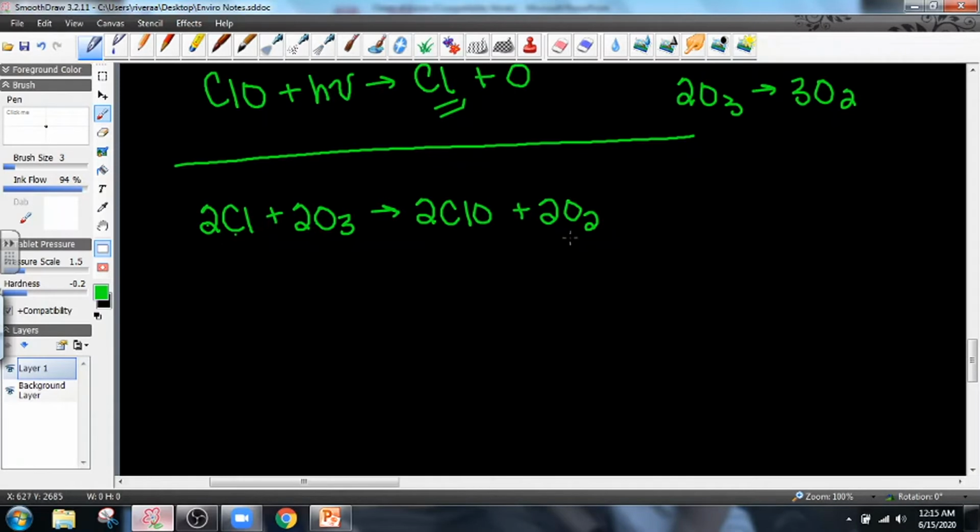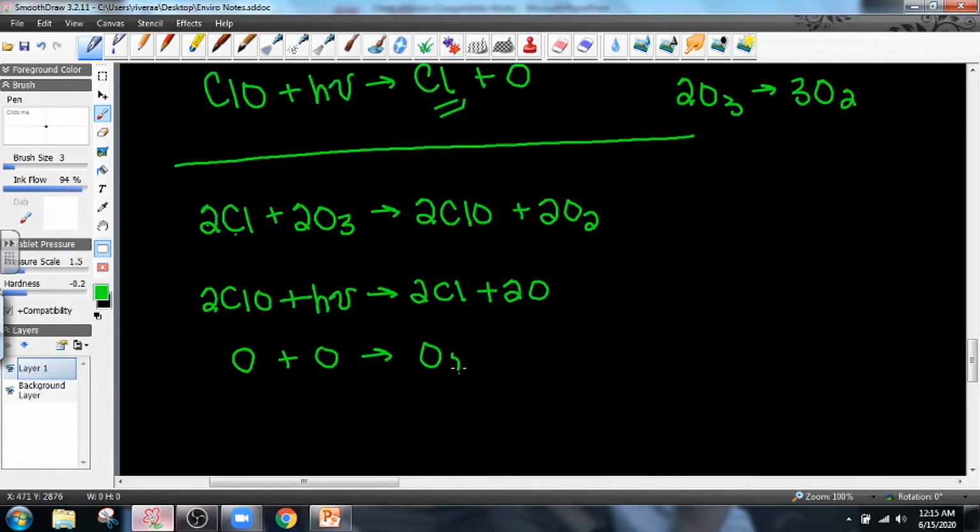And you're like, yay, oxygen gas. But uh-oh, no more ozone, and we need the ozone. Additionally, remember, this ClO thing is a problem. These 2 ClO molecules also photoreact into chlorines and oxygens. And remember how we said free oxygens can go on and hit each other to make more oxygen.